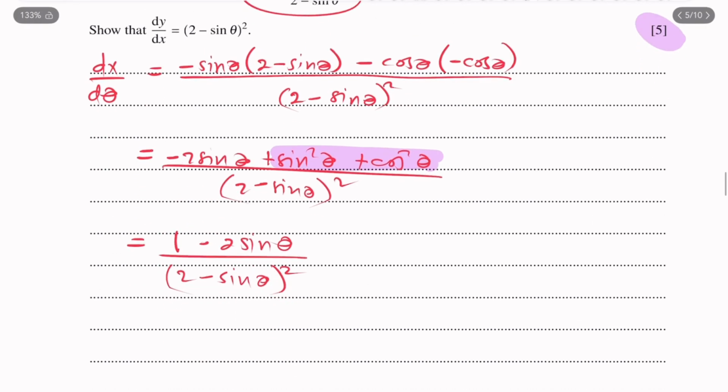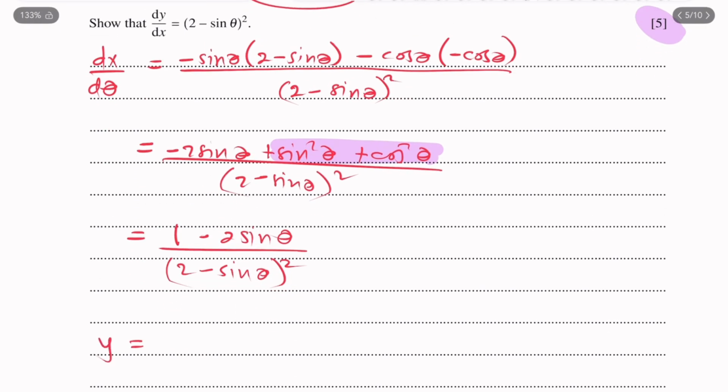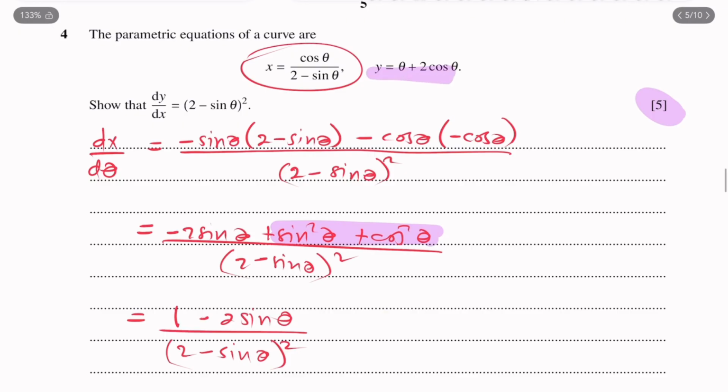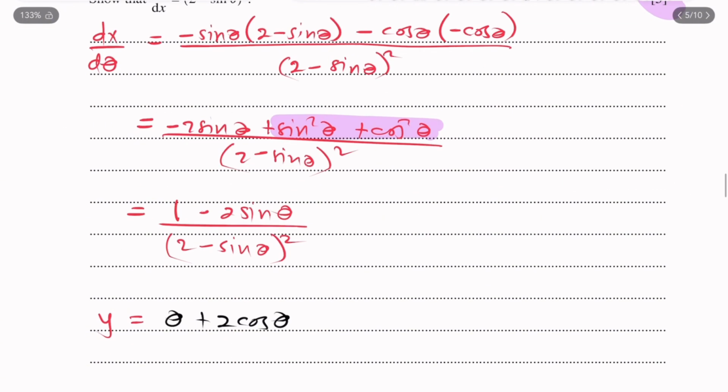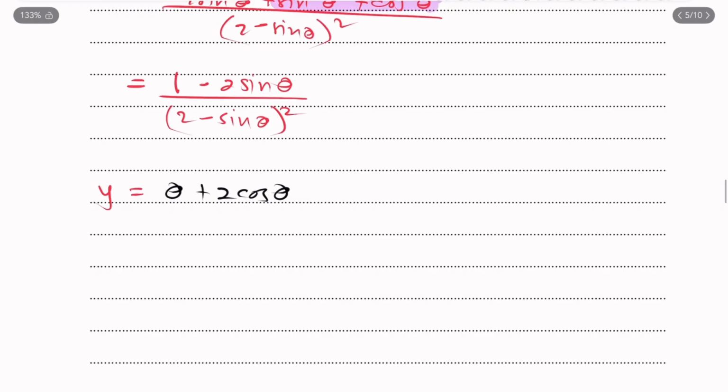Then we grab the y. The question says this is y. So that's 2 plus theta plus 2 cos theta. Did I write it wrong? Yep. And we differentiate it. So dy d theta is 1 plus negative 2 sine theta, I think. Yep. So we can just write it as this.